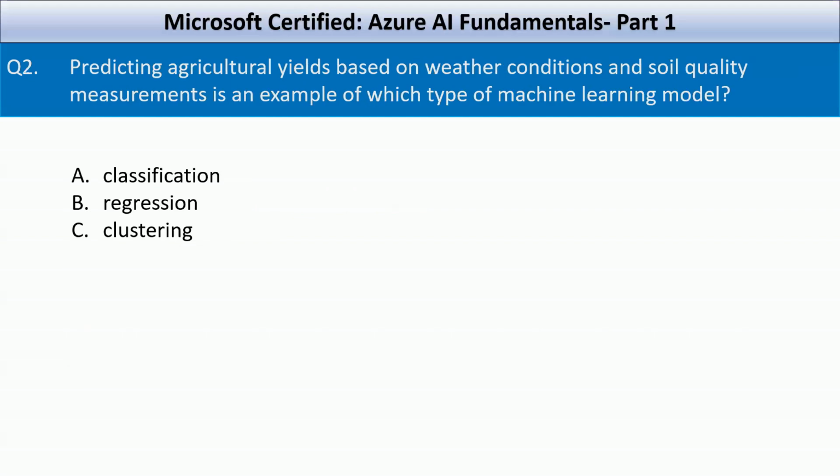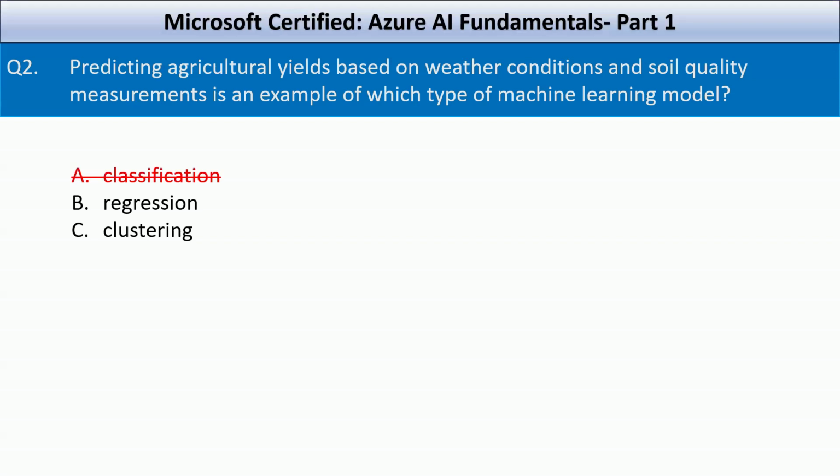Next question. Predicting agricultural yields based on weather conditions and soil quality measurements is an example of which type of machine learning model? And your options are classification, regression, clustering. Folks, a classification model is used for categorical predictions, for example, whether a crop will be high yield or low yield. So an incorrect choice here.